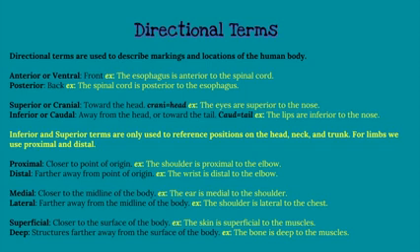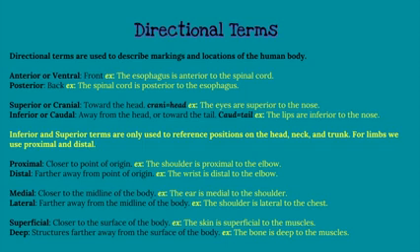Now, inferior and superior terms are only used to reference positions on the head, neck, and trunk. For limbs, we use proximal and distal. Proximal means closer to the point of origin. For example, the shoulder is proximal to the elbow, meaning that the shoulder is closer to the point of origin than the elbow. Now, distal means farther away from the point of origin. An example of this would be the wrist is distal to the elbow, meaning that the wrist is farther away from the point of origin than the elbow.